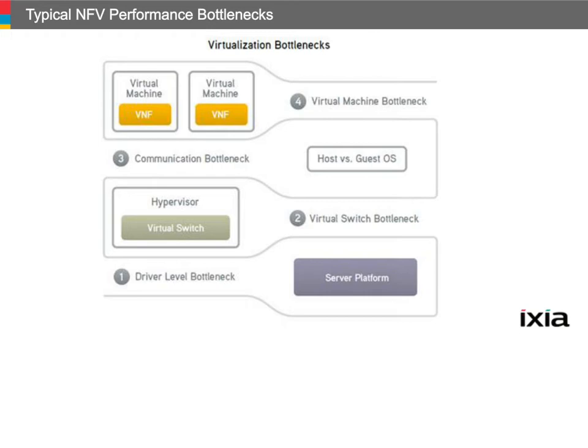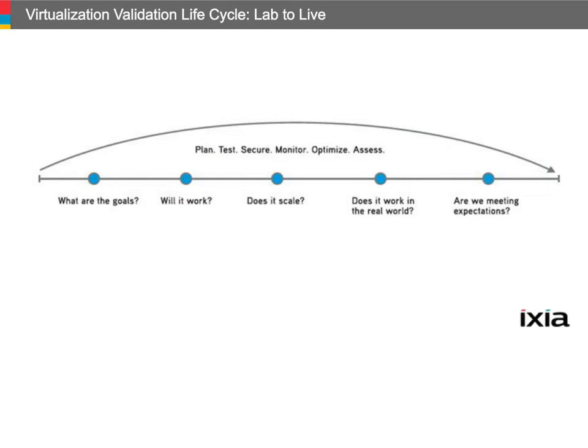Speaking about test, as we look at rolling out NFV, here's the life cycle of it. What are the goals? What are we trying to accomplish? Are we trying to virtualize individual functions like EPC or a firewall, or are we trying to do service chaining? So you really define what you're trying to do.